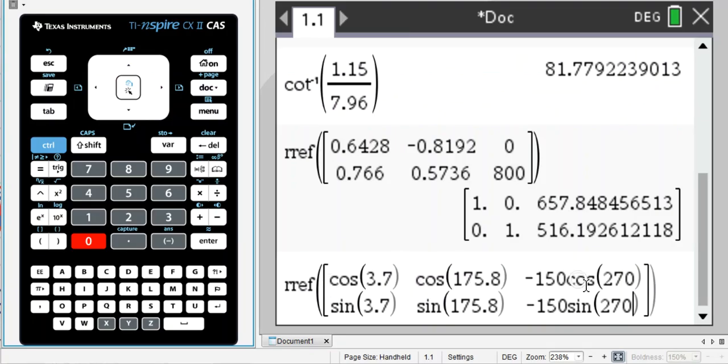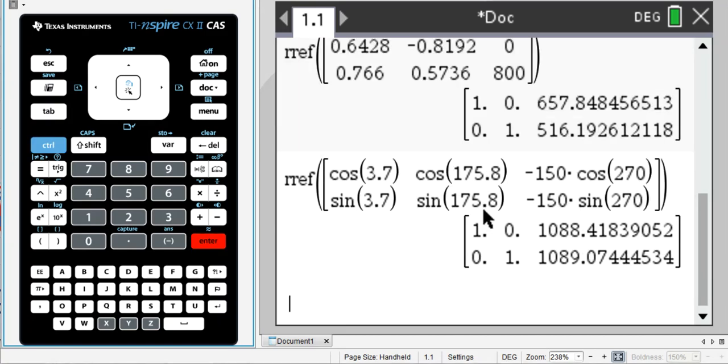And so I took a couple moments to enter all of that into the calculator. Cosine of the x vector's angle and sine of the x vector's angle. Cosine and sine evaluated at the y vector angle, and then negative 150 evaluated at the z vector angle. And again, we're using negative because we've now essentially moved that vector to the right-hand side of the equation. When we press enter, we do get a reduced row echelon form of the matrix, so I suspect that these solutions are correct for the magnitude of x and the magnitude of y.